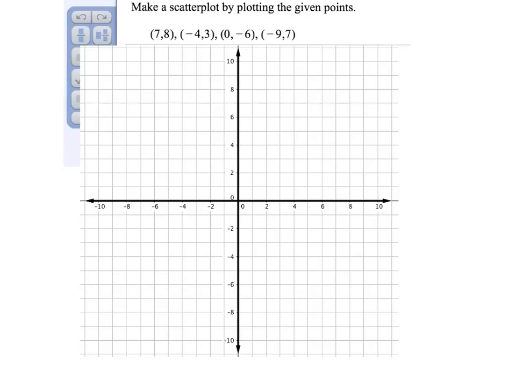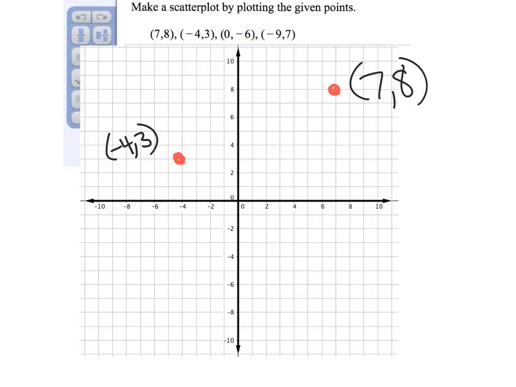All right, more scatter plots. We're going to make a scatter plot with these points. Now we've got 7, 8. So 7, 8 means to the right 7 and then up 8. So 7, 8 puts us right about there. So that's 7, 8. And then negative 4, 3. To the left 4, up 3. So that's going to put us right here at negative 4, 3.